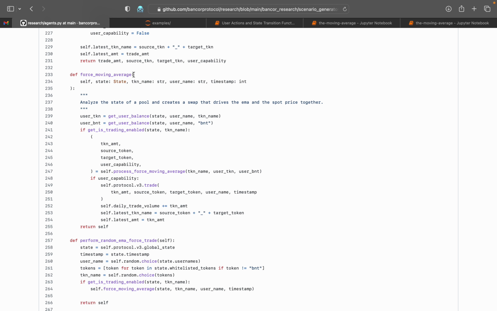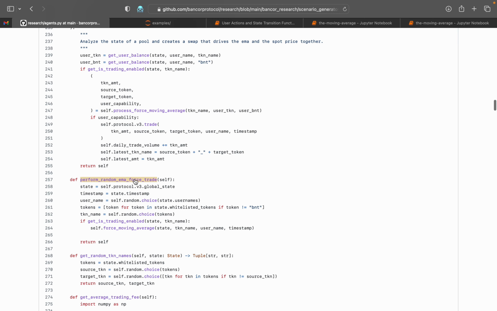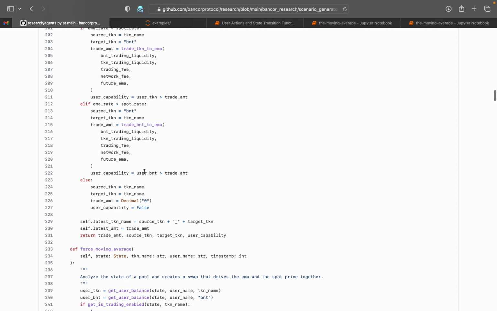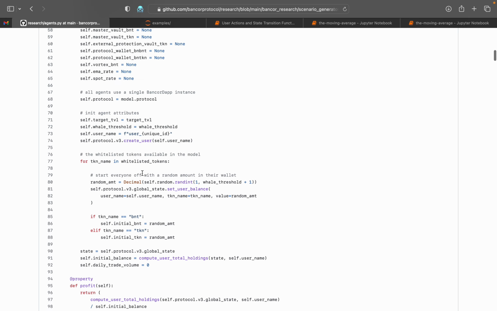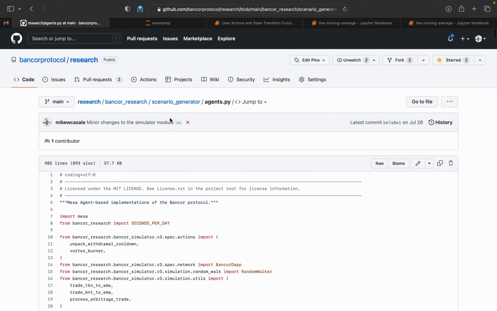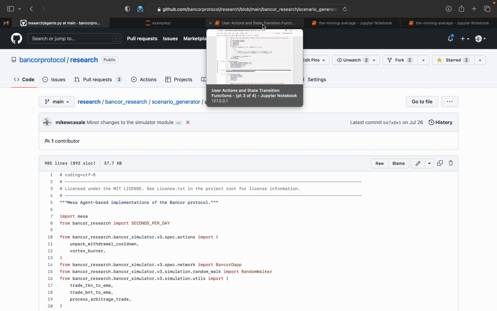You can see here force moving average, perform random EMA force trade, and all of these are set up for easy use within the context of running a Monte Carlo simulation, which is probably a bit more advanced than we're at in the current sessions. But I just want to point it out for anybody who is ready to fly through this as fast as possible. You can jump ahead and get there.